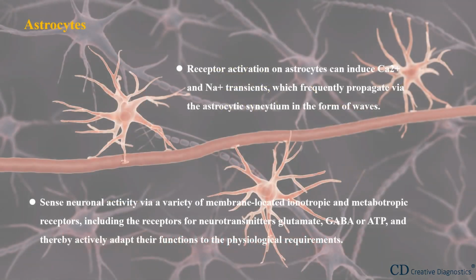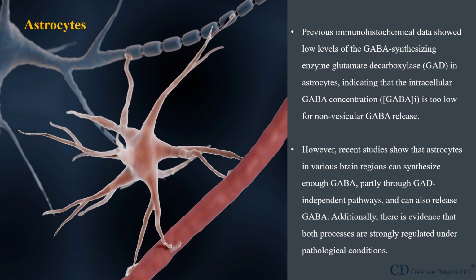They are able to detect neuronal activity through various membrane-bound ionotropic and metabotropic receptors, including those for neurotransmitters like glutamate, GABA and ATP, which allows them to dynamically adjust their functions according to physiological needs. Activation of these receptors on astrocytes can trigger transient increases in intracellular Ca2+ and Na+, which often spread through the astrocytic network as waves.